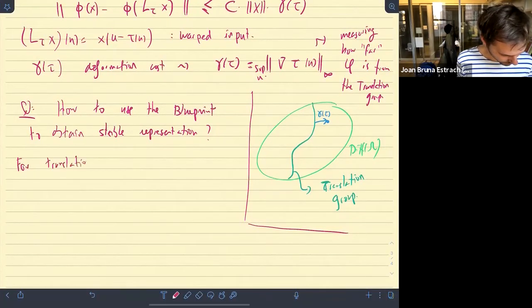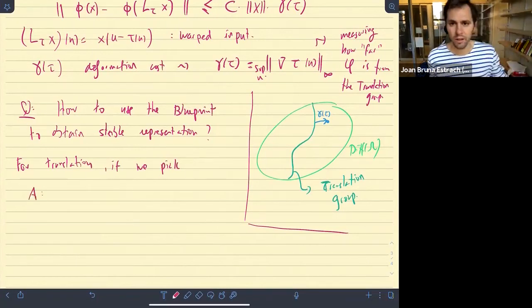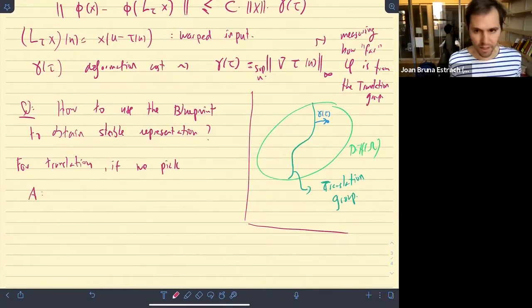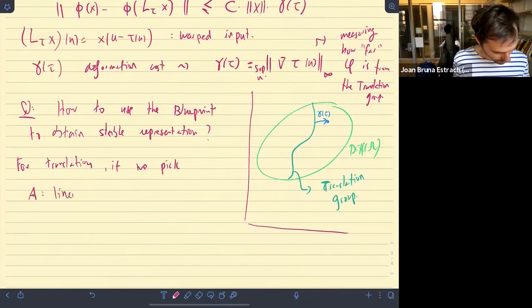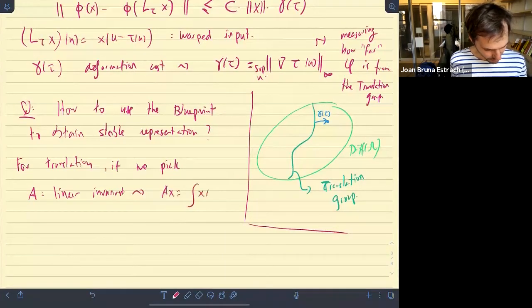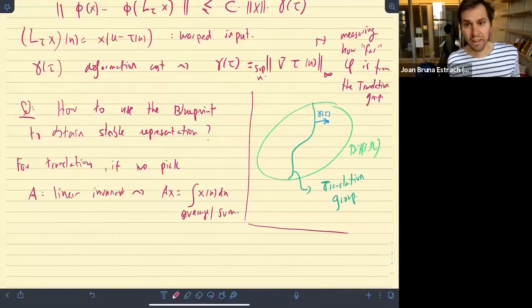So for translation, if we pick A, remember that was the linear invariant, right? So what is the operator, if you remember? This is just A of X, basically integrating over the domain. This is the average, or the sum. Okay, so for the choice of A, there's no choice, right? That's the only operator that is linear invariant.